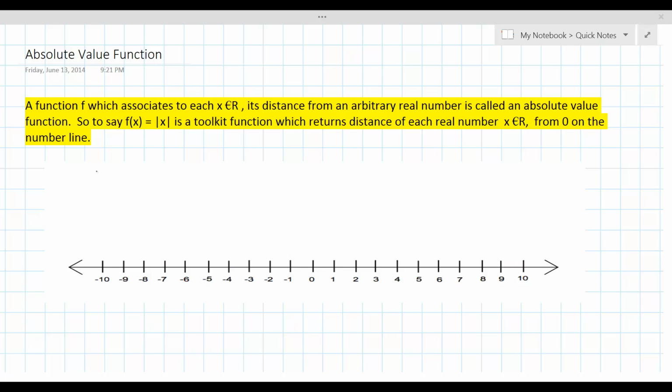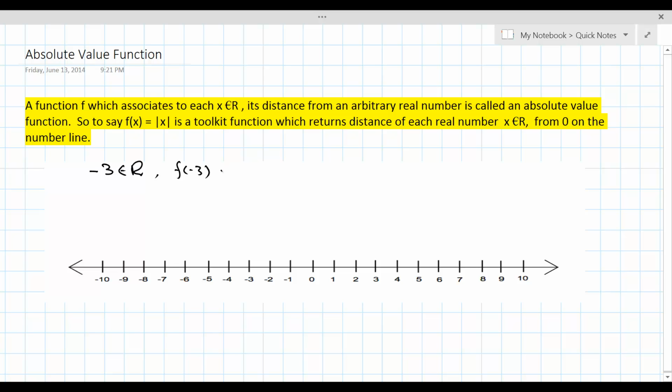In this lesson, we will learn about absolute valued functions. A function which transforms each real number to its distance from an arbitrary real number on the number line is called absolute valued function. For example, if you take a look on this number line, clearly -3 is a real number and this -3 belongs to R.